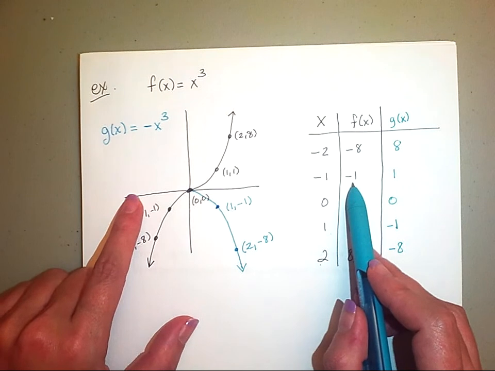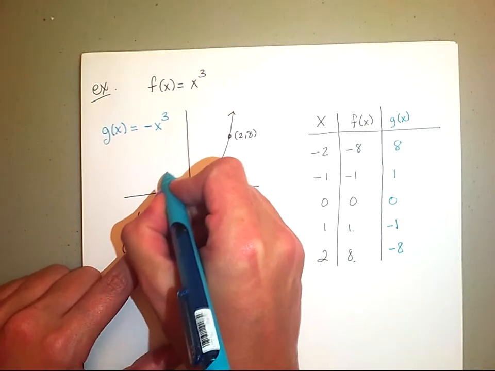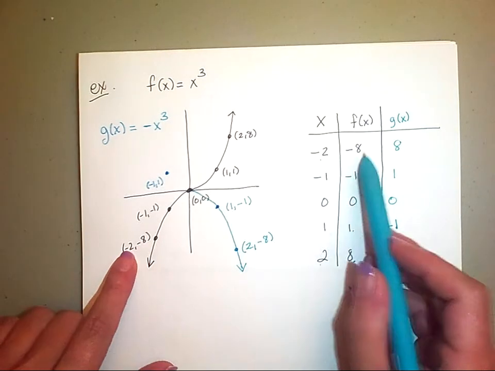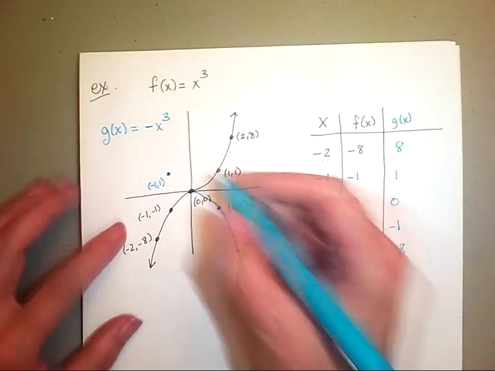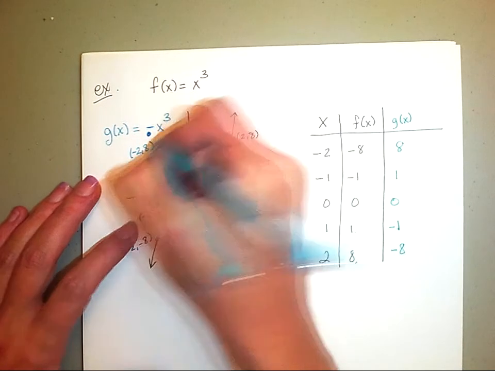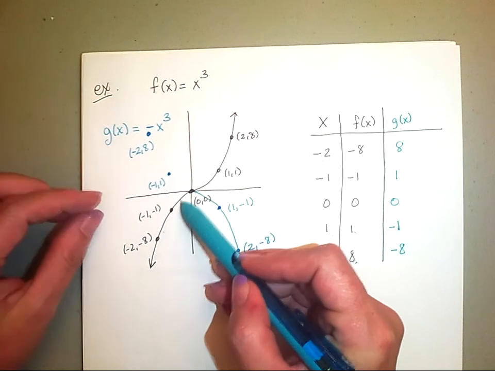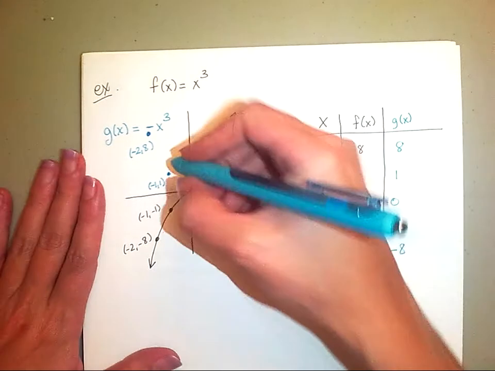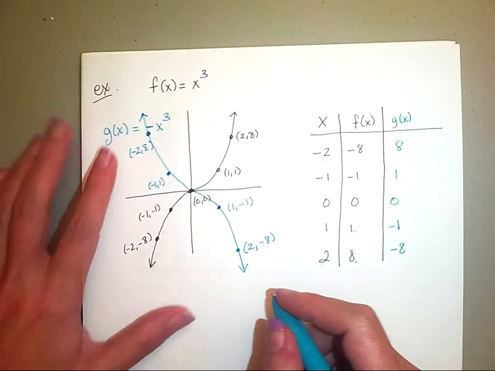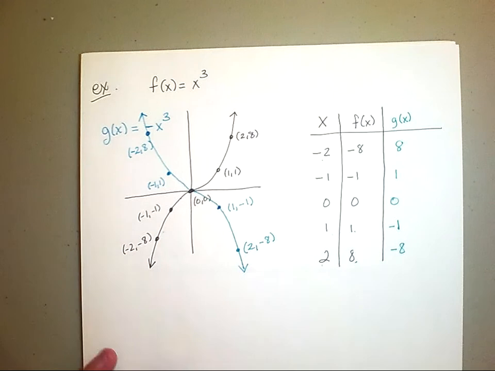Now on the left-hand side, instead of negative 1, negative 1, I'll have negative 1, positive 1. Instead of negative 2, negative 8, I'll have negative 2, positive 8. And the same for all these values in between. I'm going to make those values negative, which will cause a reflection. So this is y is equal to, or g of x is equal to negative x cubed.